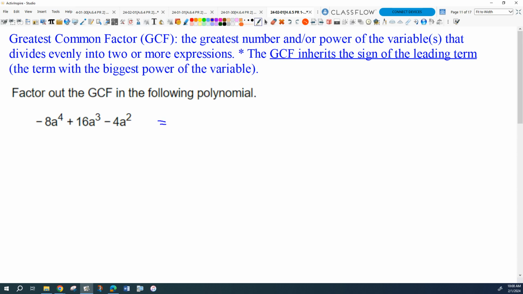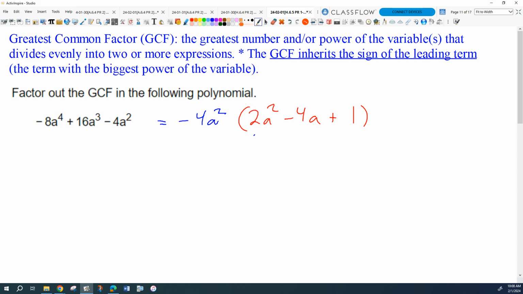Okay, so then what is my GCF going to be here? Yeah, negative 4a squared, which leaves us with what? 2a squared minus 4a plus 1. Yeah, good. Okay, good. Eventually, we may be able to do something with that.